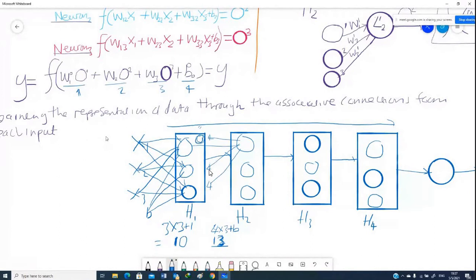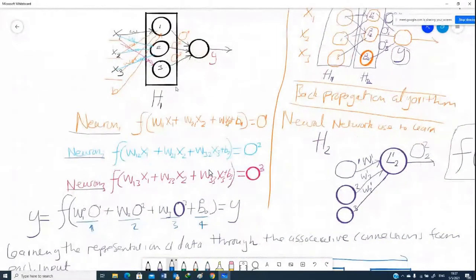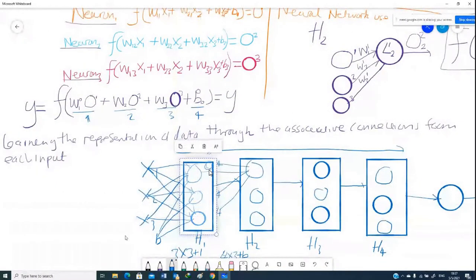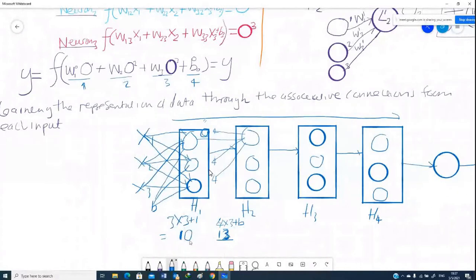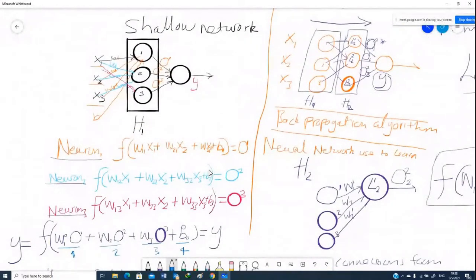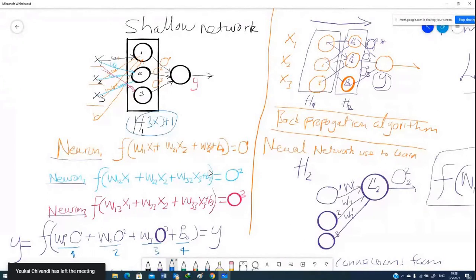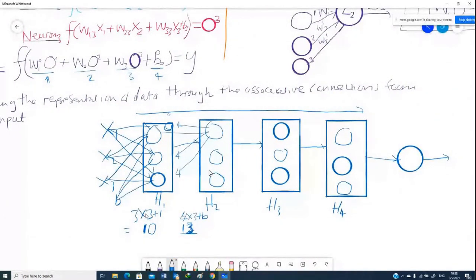So if you look at a shallow architecture with one hidden layer, it only has 10 parameters. This one has 3 by 3, plus 1 bias, which is 10. So you see, we are increasing the size of the information that is passed from hidden layer to hidden layer to hidden layer.